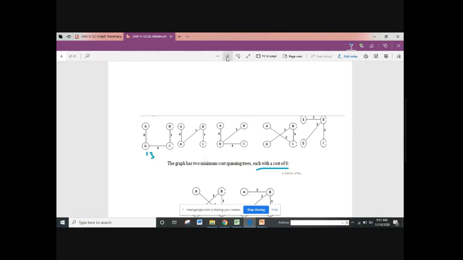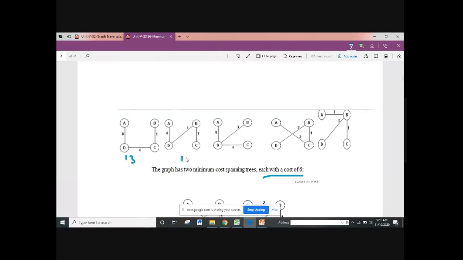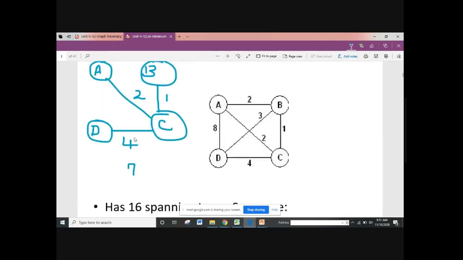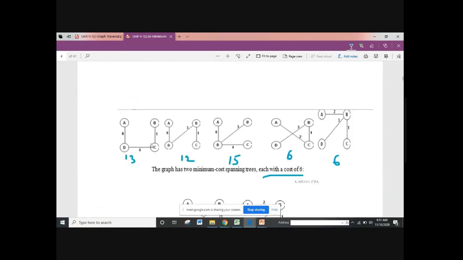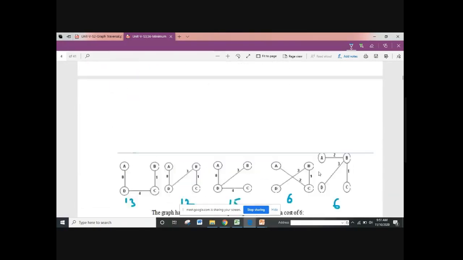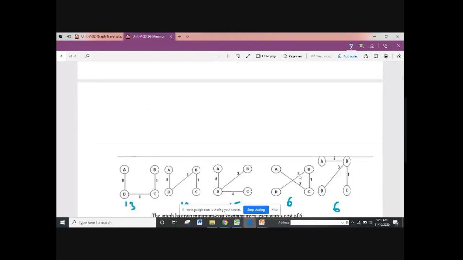12. Next graph? 15. For this graph? 6 and 6. One more thing, this also you can draw here. I have left that because of the 16 spanning trees, I have drawn only a few. Okay, so 16 spanning trees, only a few have been drawn.